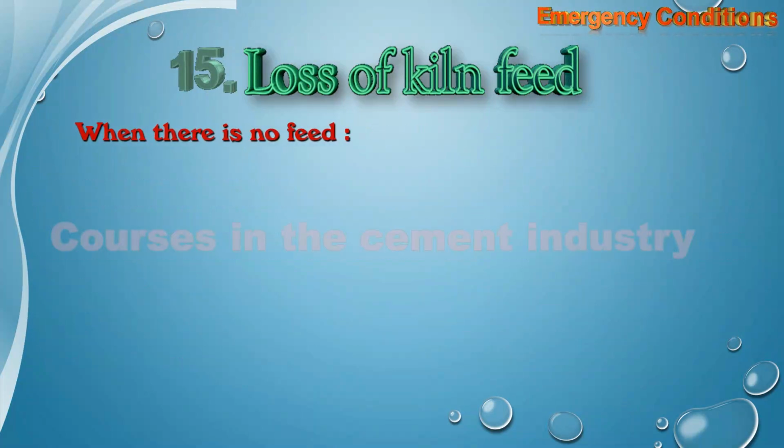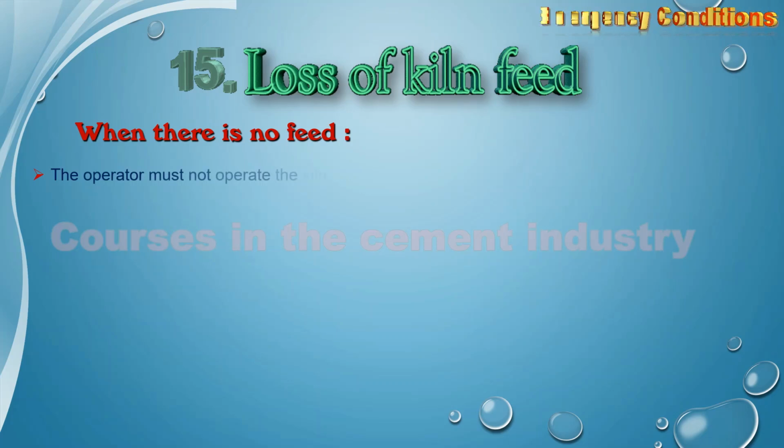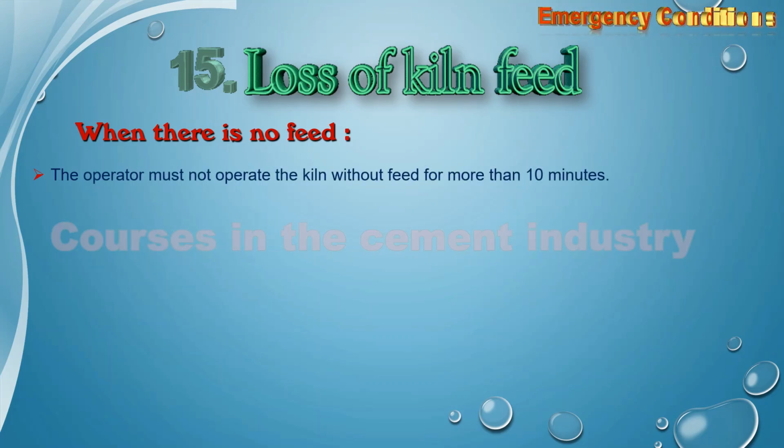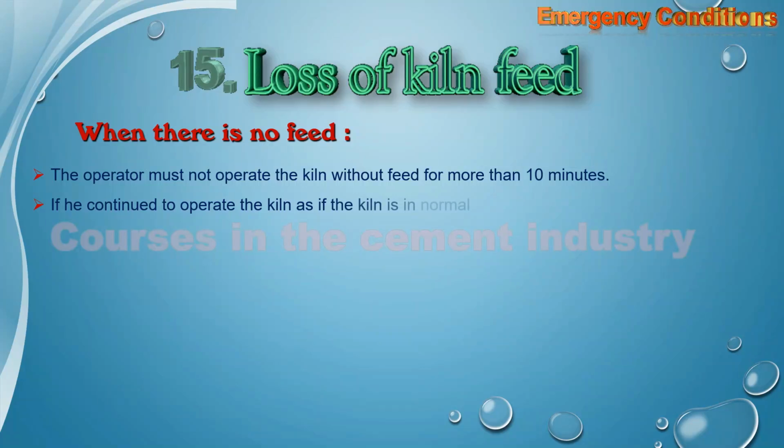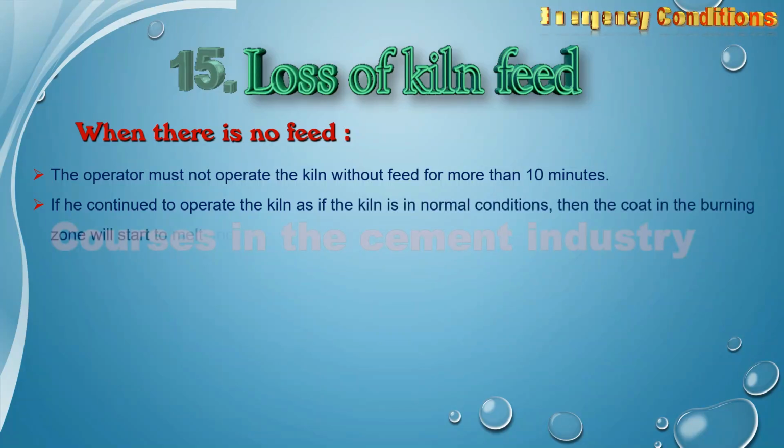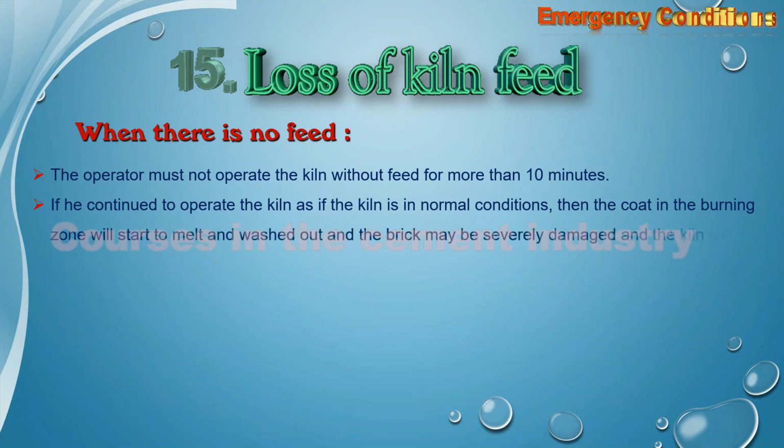When there is no feed: 1. The operator must not operate the kiln without feed for more than 10 minutes. 2. If he continues to operate the kiln as if the kiln is in normal conditions, then the coating in the burning zone will start to melt and wash out, and the bricks may be severely damaged, and the kiln will end up having a red spot.